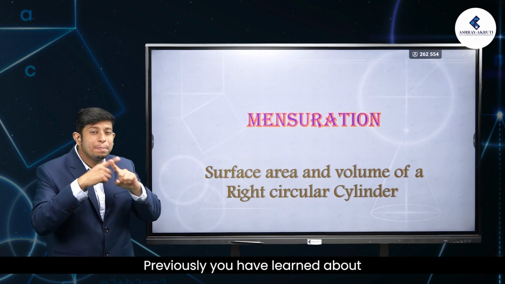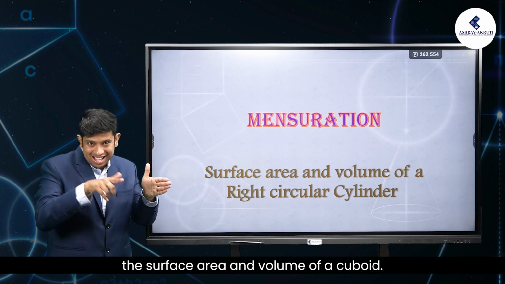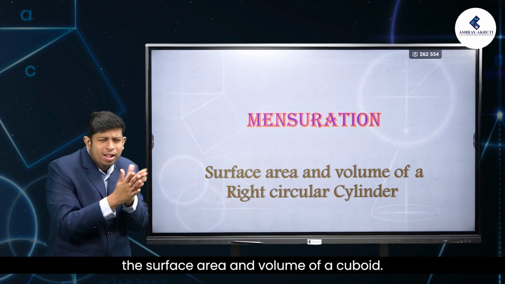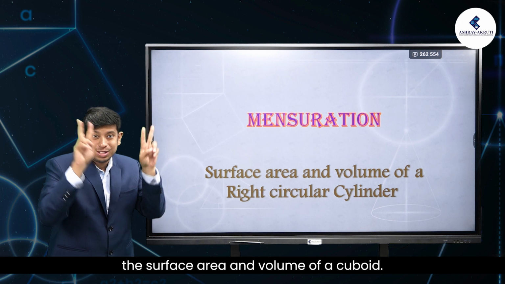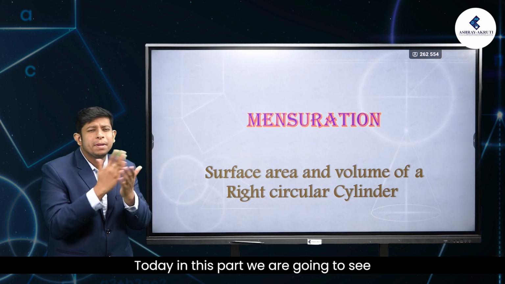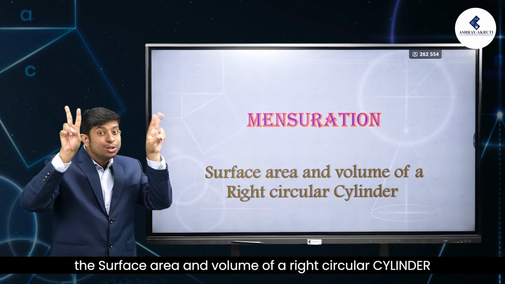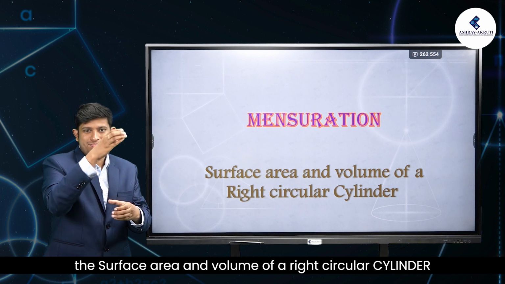Previously, you have learned about the surface area and volume of a cuboid. Today, in this part, we are going to see the surface area and volume of a right circular cylinder.